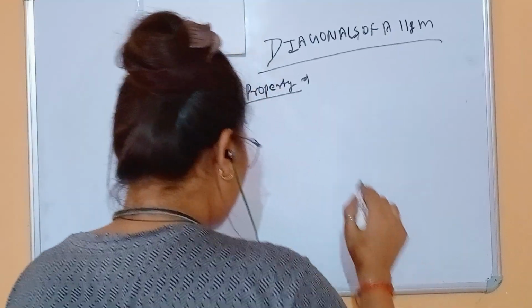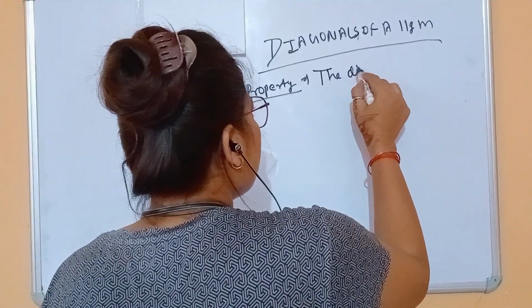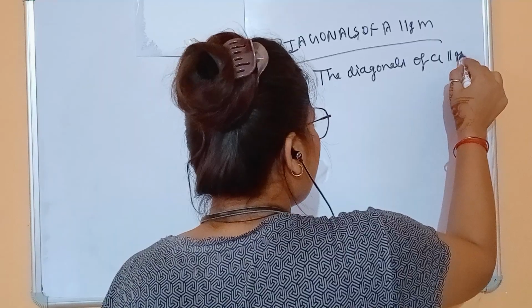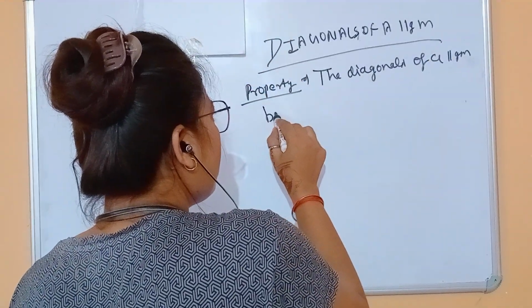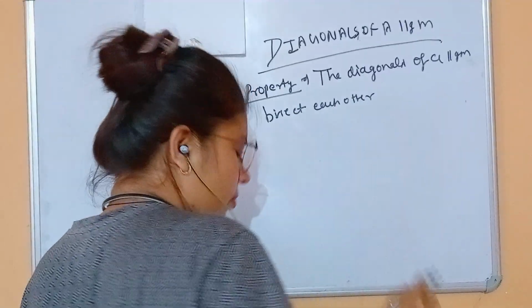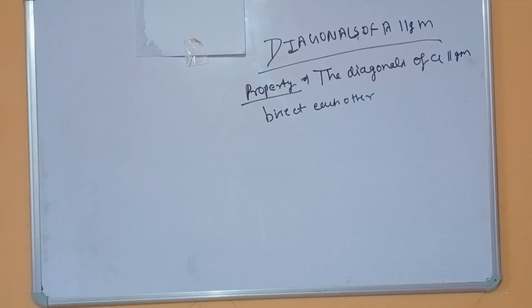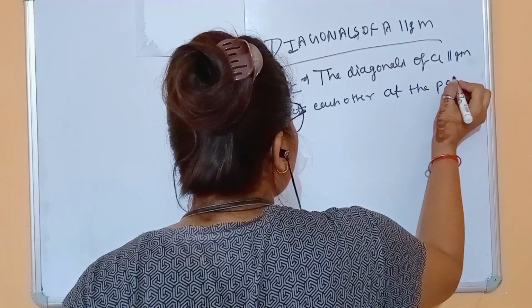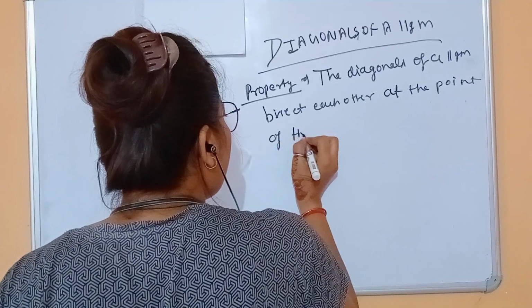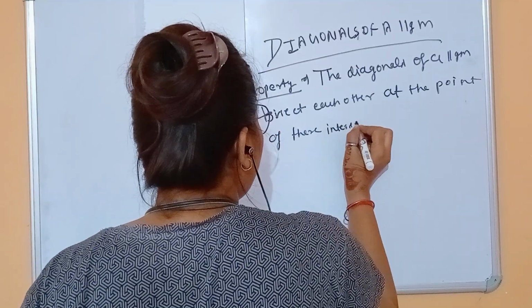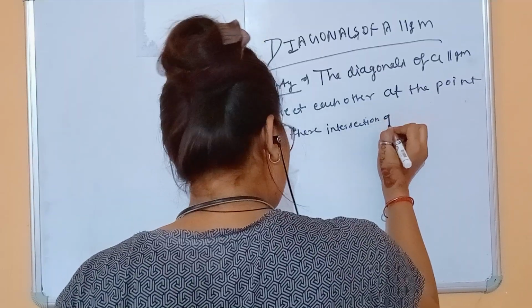the diagonals of a parallelogram bisect each other at the point of their intersection, of course. At the point of their intersection.